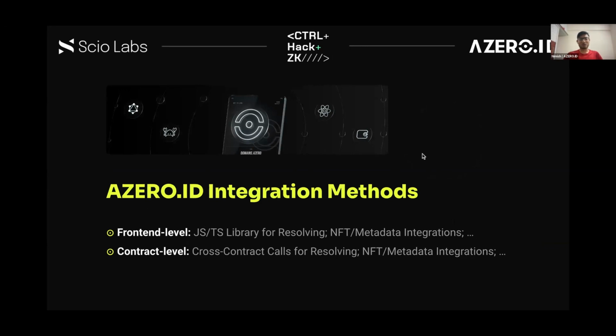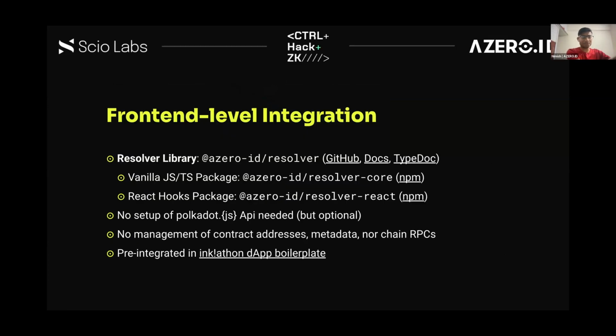So we will now move to the actual integration method, like how you can integrate the A0 ID in your product. We have two methods: integrating on the front end side or on the contract level side. For both of them, we have provided libraries which will help you with resolving and accessing the metadata or NFTs or other integrations as well. First, we will begin with the front end integration.